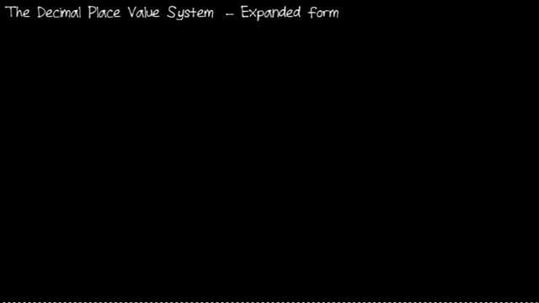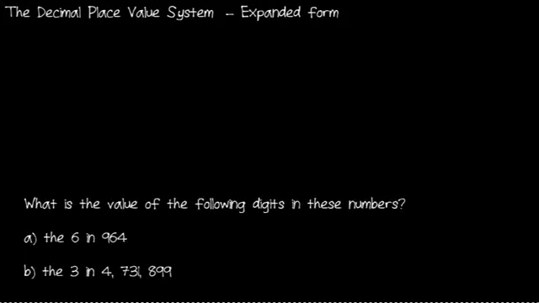Now we're going to look at how the decimal place value system allows us first to find the value for each of the digits in the number, but then also allows us to expand out the number so we can see what the number is made up of. Let's first look at the value of the digits. For this example, what is the value of the following digits in these numbers? The 6 in 964 and the 3 in 4731899. How do we do it?